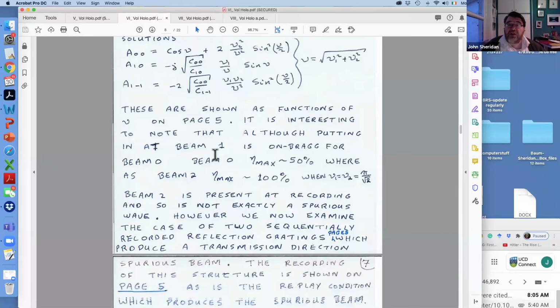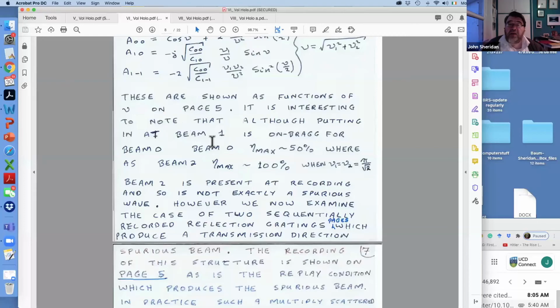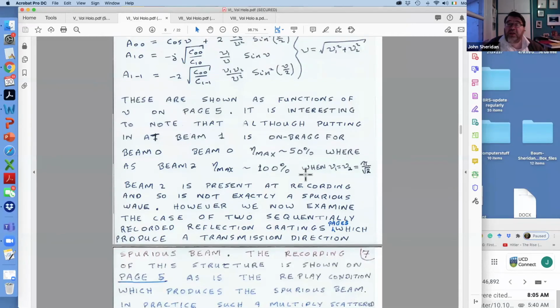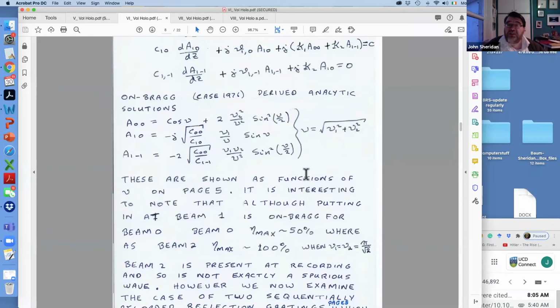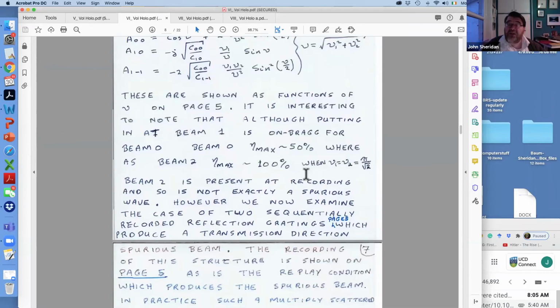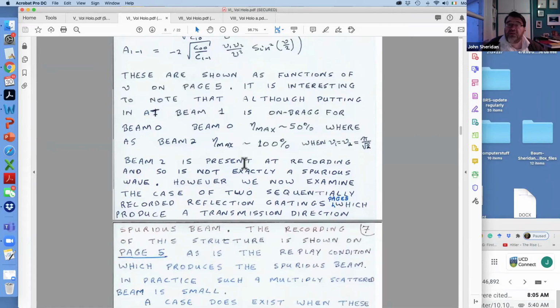It's interesting to note that although beam 1 is on Bragg, beam 0 can get only to a maximum value of 50%. Whereas for beam 2, the maximum diffraction efficiency is 100% when we choose these two to be equal to pi over square root of 2. So again, go away and have a look at this formulation. Go back and look at the diagram and look at the formulation here, and you see these relatively strange type of effects, where we're on Bragg, but the best we can do is 50%, and another beam can reach 100% with judicious choice of grating strengths.